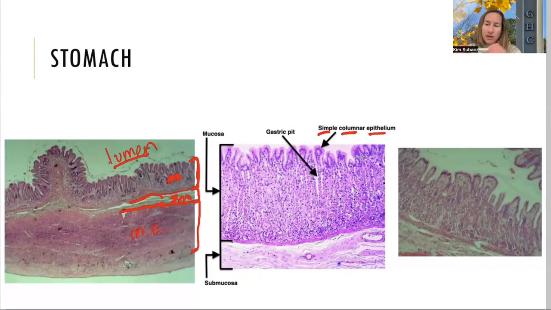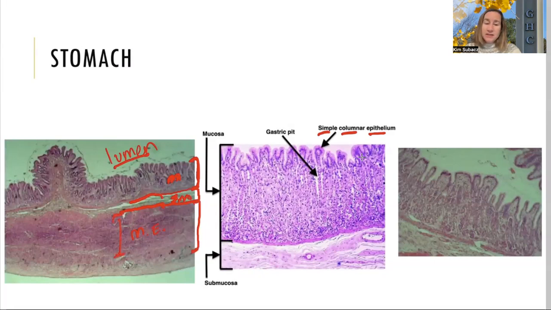For the rest of the GI tract, we're going to have some longitudinal muscle, and we're going to have some transverse muscle. But in the stomach, we also have a third layer of smooth muscle, an oblique layer of smooth muscle. That allows the stomach to really mix the food and churn it all together with the secretions. So there is a very chunky bit of smooth muscle here in the muscularis externa.